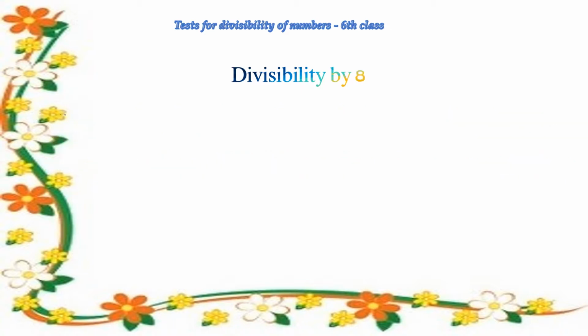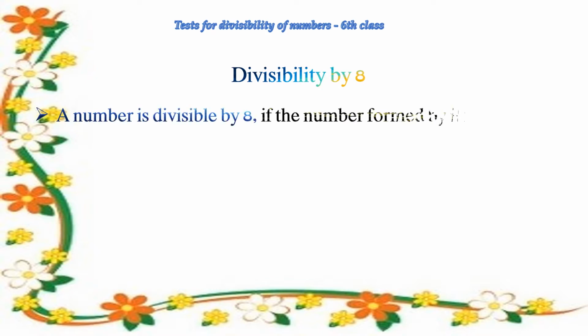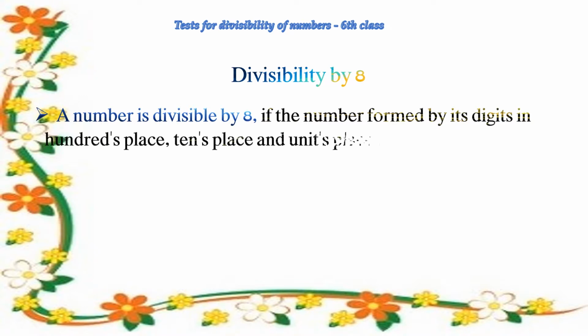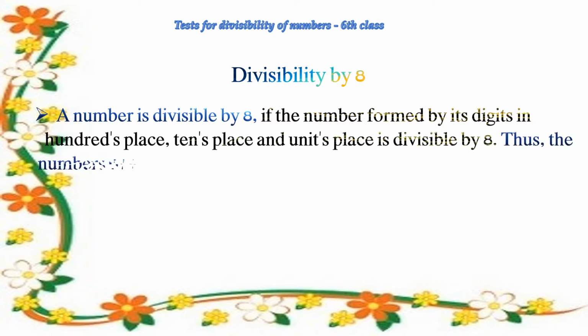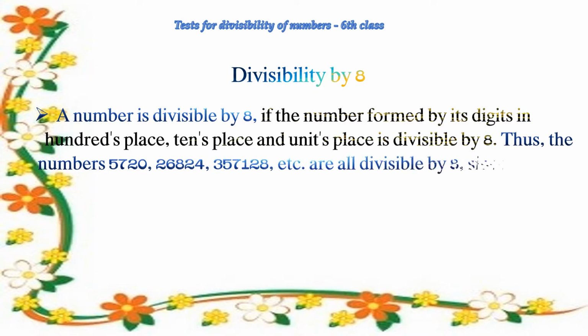Divisibility by 8. Rule: a number is divisible by 8 if the number formed by its digits in hundreds place, tens place and units place is divisible by 8. Thus the numbers 5720, 26824, 357128 etc. are all divisible by 8 since 720, 824, 128 are all divisible by 8.